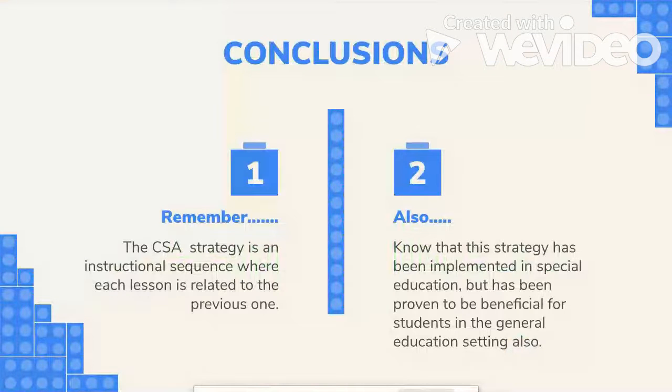Overall, remember, the CSA strategy is an instructional sequence where each lesson is related to the previous one. Also, know that this strategy has been implemented in special education but has proven to be beneficial for students in the general education setting.